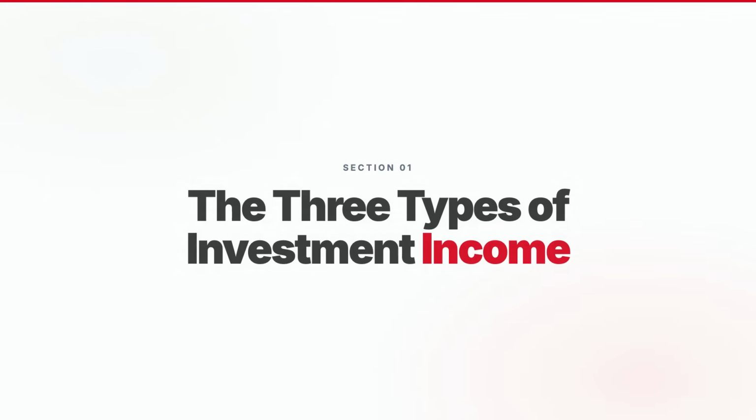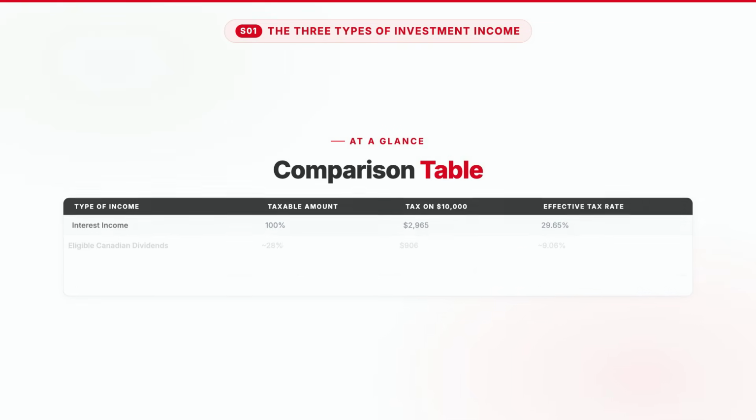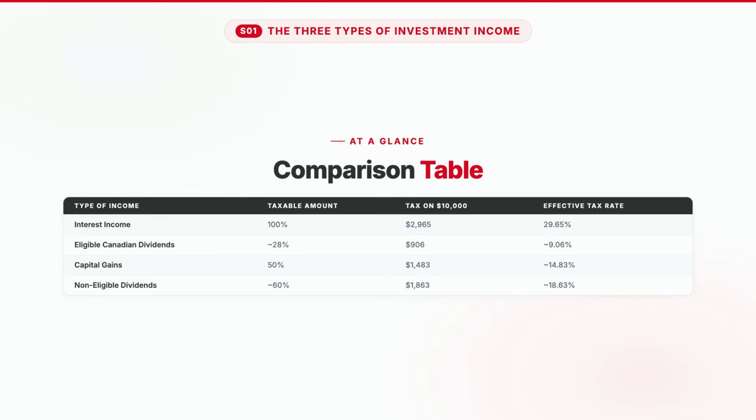The 3 types of investment income. All investment income falls into one of 3 categories: interest income, dividends, and capital gains. A capital gain is the profit you make when you sell an investment for more than you paid for it. In Canada, only 50% of capital gains are taxable, the other 50% is tax-free.